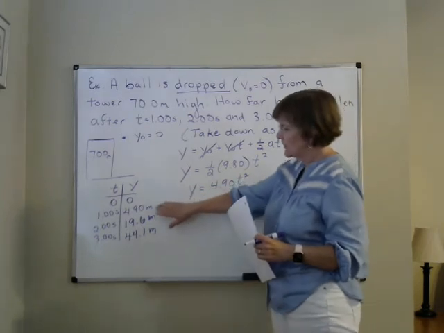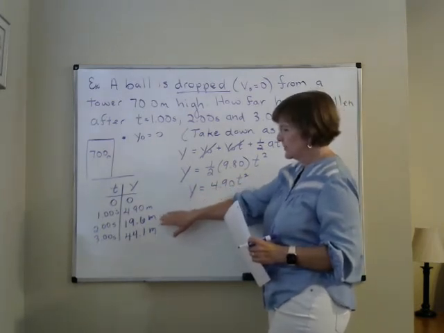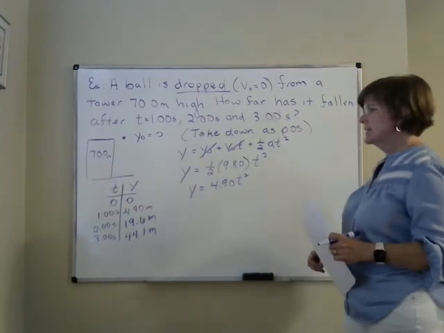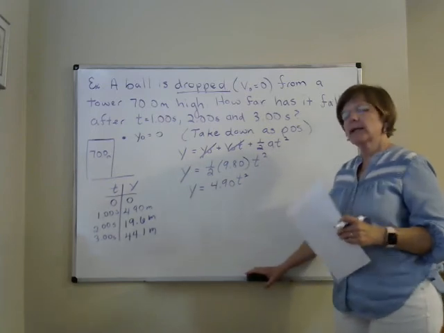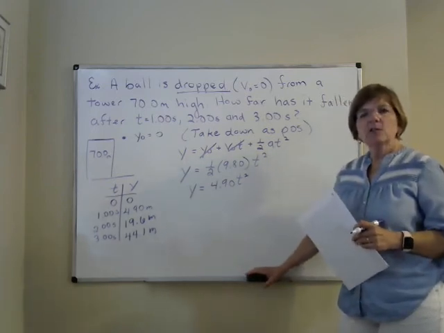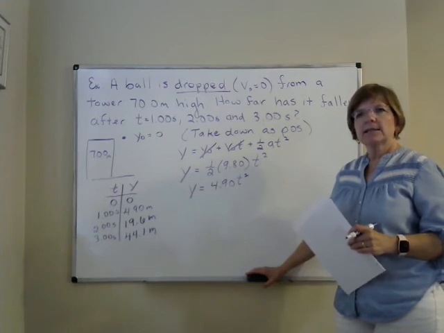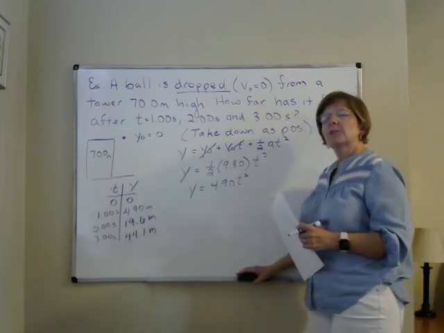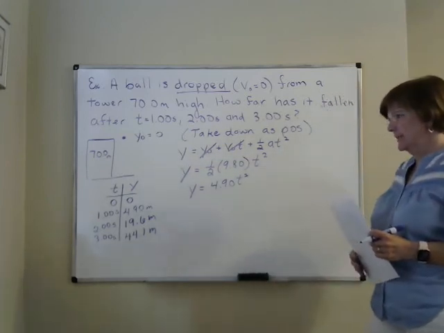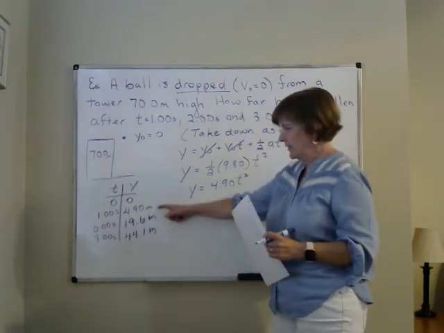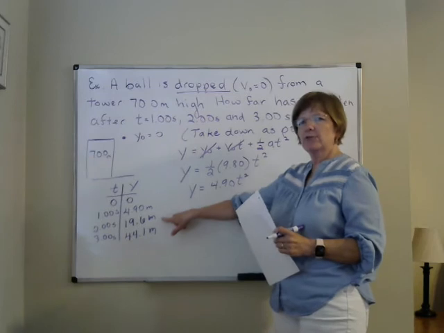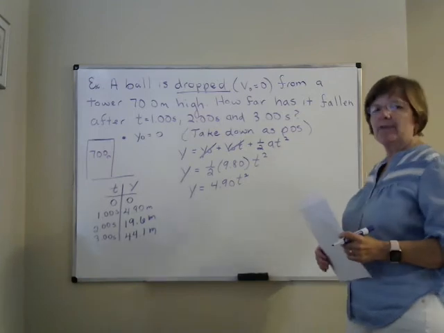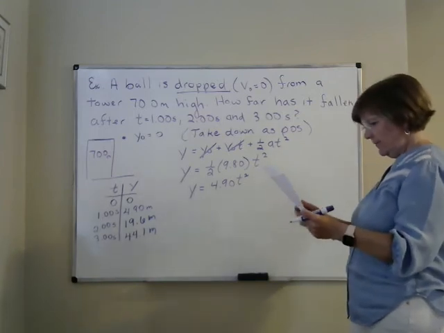So we found it 3 times. At t equal 1, it's fallen 4.9 meters. T equal 2, it's fallen 19.6. 3, it's 44.1. Notice it's accelerating at a constant rate. It is not covering a constant distance each second. Each second it's traveling faster than the second before. So each second it's covering more and more distance. It only went about 5 meters during the first second. It went about 15 meters during the second. The third second, it went about 25 meters. So it's definitely going faster.